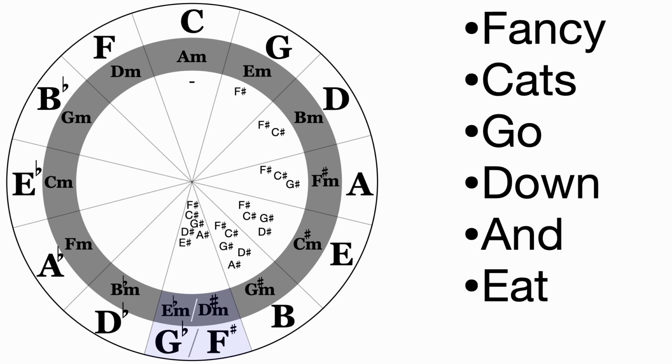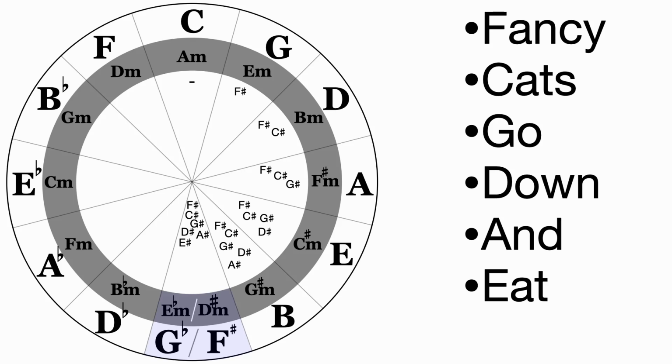I say they eat. And if you've ever given a cat some fancy food in a bowl, they go down and eat that, like the kings that they think they are. So I just say fancy cats go down and eat. And that's how I remember the acronym for the order of the sharps, right?